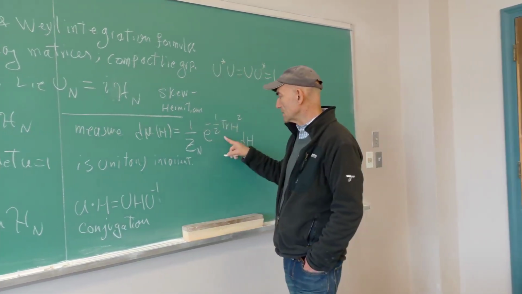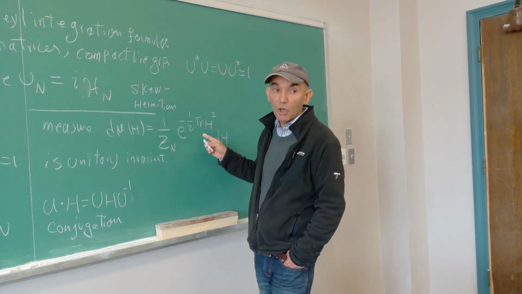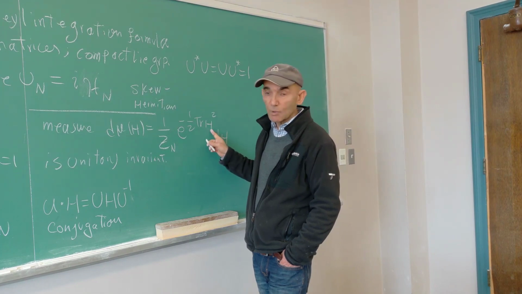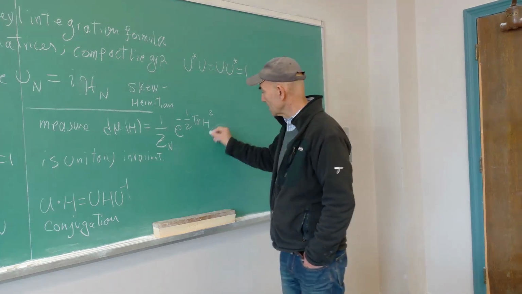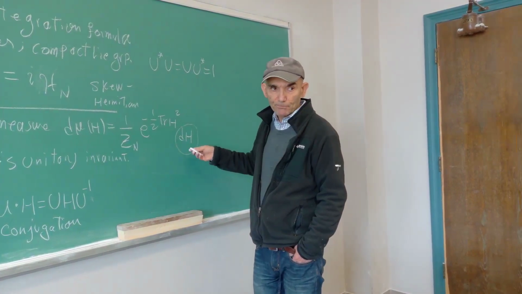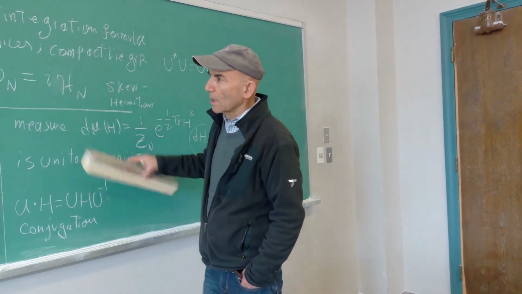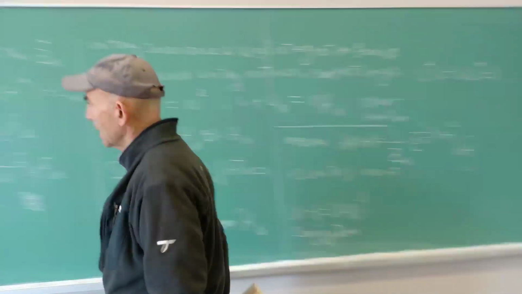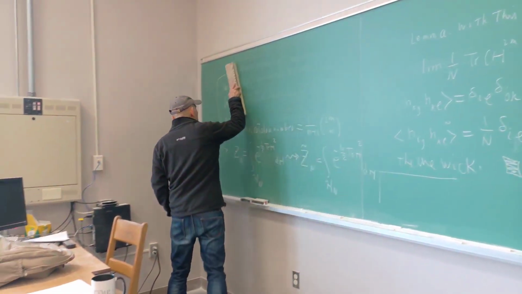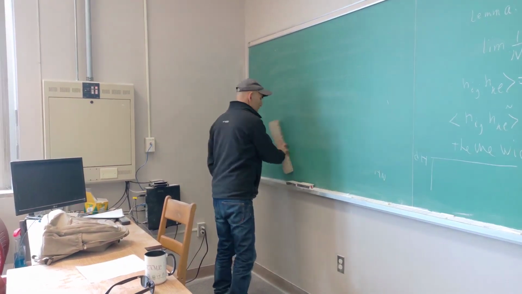You see the weight exponential of minus 1/2 trace of H squared is unitary invariant because trace of H squared is unitary invariant. That's not a problem. But the fact that this Haar measure is also unitary invariant is not obvious. We'll see that. Even more important, we want to get to the Weyl integration formula, which is crucial for us. So let me tell you what it is.